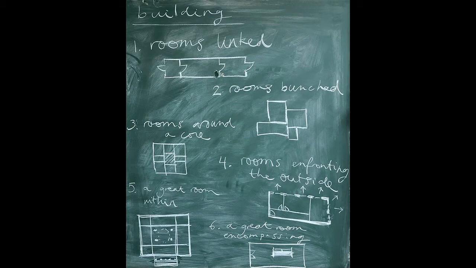Then category number 5 and 6 are both about one big room, which is clearly the most important room in the plan. Number 5 is a great room within, so there's a big hall in the center of the plan. And number 6 is maybe the opposite of this, when actually the building is one big room, and all the functions you need are organized in this one big open space. Okay, let's go quickly through this.